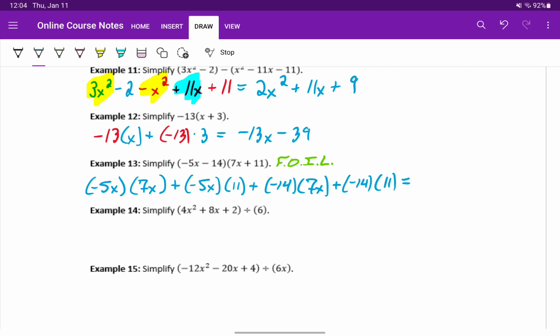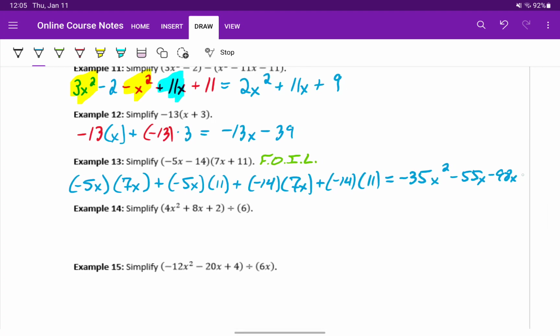We'll get negative 5 times 7 will give us negative 35. And since we have x times x, that will become x squared. Our next term will become negative 55x. The third term will become negative 98x. And that last term will become negative 154.